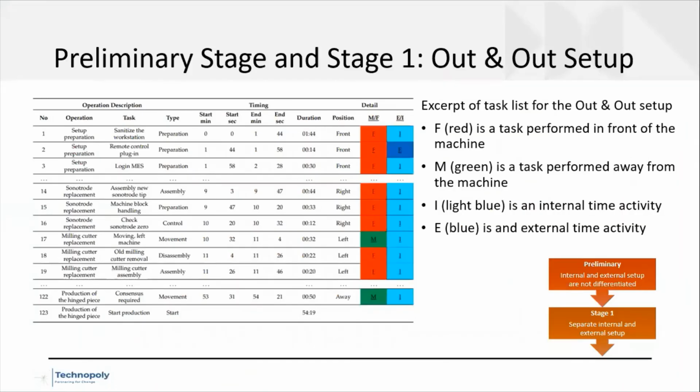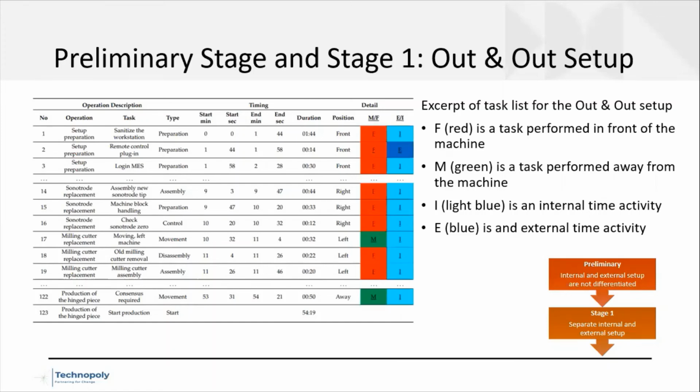The team observed the current process of the out-and-out setup. In the observation, they noted down the activities in the setup operation, the time it takes to perform each activity, and the type of activity, for example, preparation, assembly, and others. They also observed whether or not the activities were performed in front of the machine or away from the machine. They classified each as internal or external.